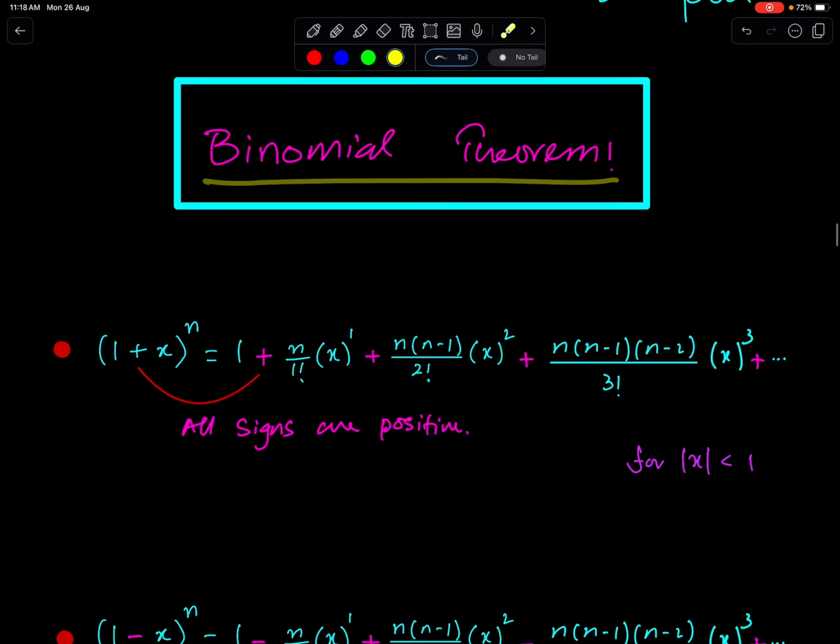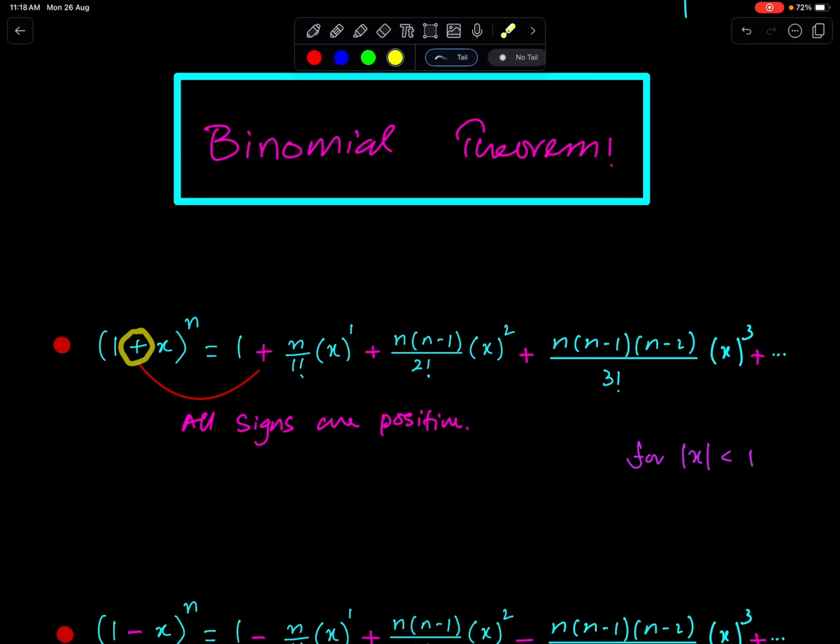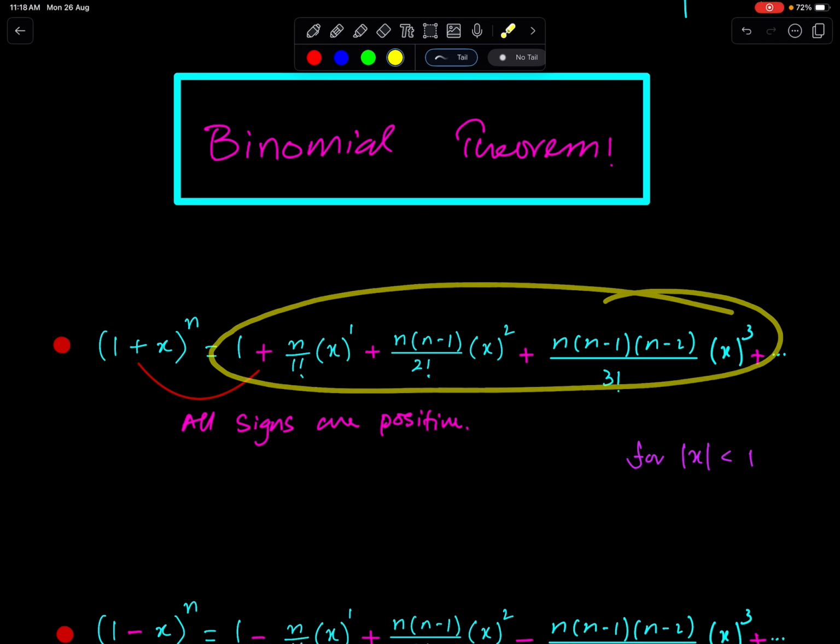Binomial theorem. When there is a positive sign between the terms, then all signs are positive. And this expansion can be expanded in this way: 1 plus n upon 1 factorial, second term to the power 1, plus n minus 1 upon 2 factorial, second term to the power 2, plus n minus 1 n minus 2 upon 3 factorial, second term to the power 3, and so on. And this expansion is valid for these values of x. And I already have explained this thing in detail in my last lecture of binomial.